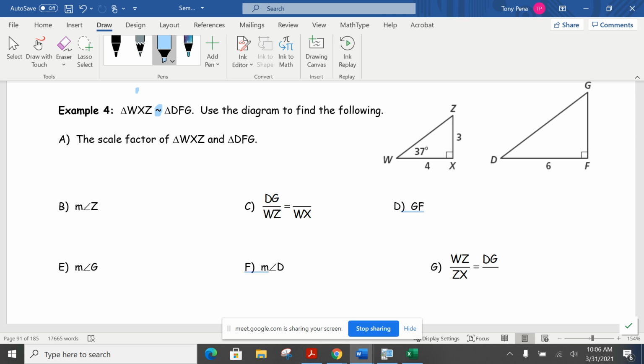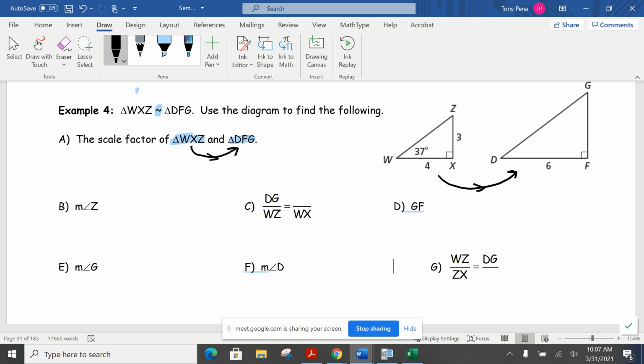Letter A, all we want you to do is find the scale factor of WXYZ to triangle DFG. So the scale factor is the ratio that compares the lengths of one triangle to the other. Since this is listed first, and we want to find the ratio of WXYZ to triangle DFG, even over here, this is first and this is second. So we're going to write our ratio in this fashion, from the smaller triangle to the bigger triangle, when we set this up.